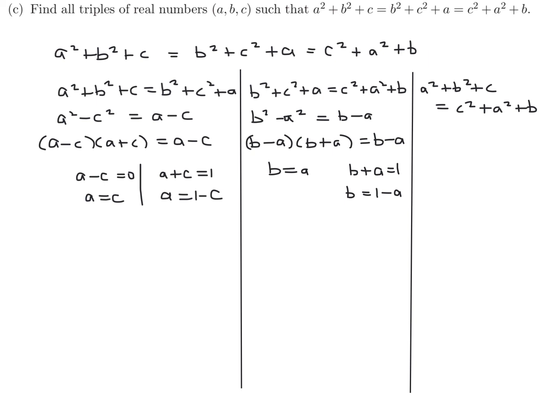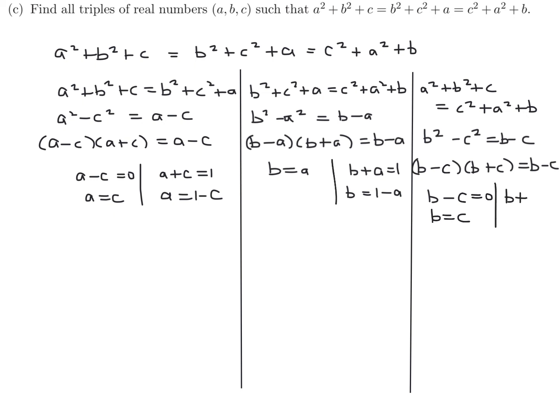Okay, and then in the last one, since now you're an expert, this would be b squared minus c squared is equal to b minus c. And very similarly, b minus c, b plus c, and that equals b minus c. So that basically means that either b minus c is equal to 0, meaning b equals c, or it means that b plus c is equal to 1, and therefore c is equal to 1 minus b.